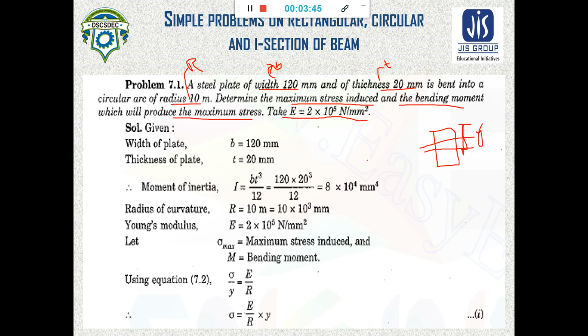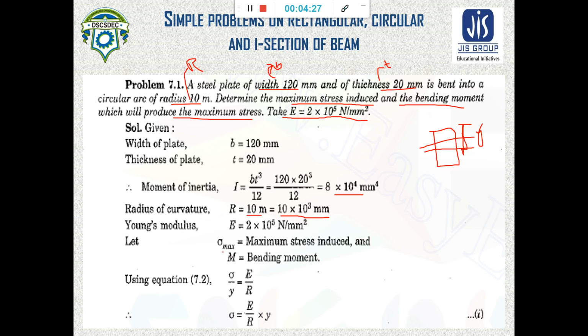So let us see the problem. First we need to find out the moment of inertia. It's very simple: the moment of inertia about the neutral axis will be b t cube by 12, which comes to 8 into 10 to the power 4 millimeter to the power 4. Now the radius of curvature is given as 10 meter, which means 10 into 10 to the power 3 millimeter. And Young's modulus is also given as 2 into 10 to the power 5 Newton per millimeter square.